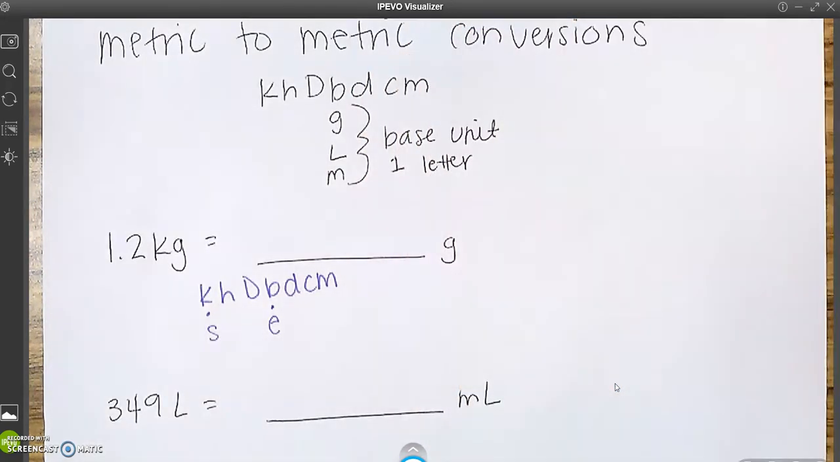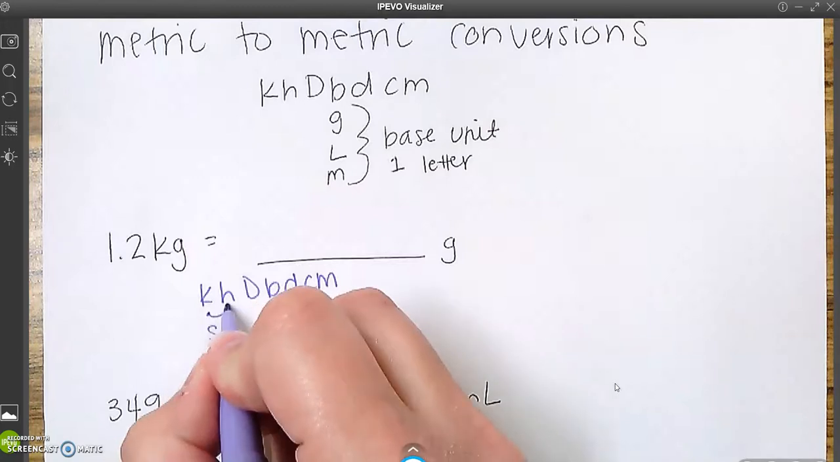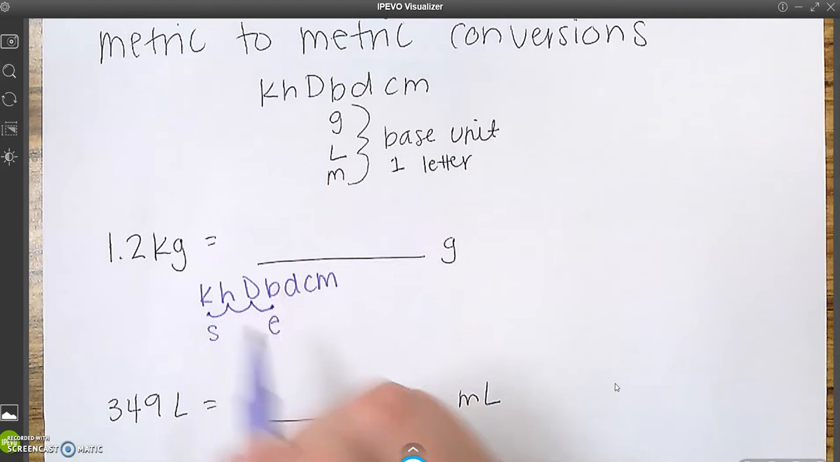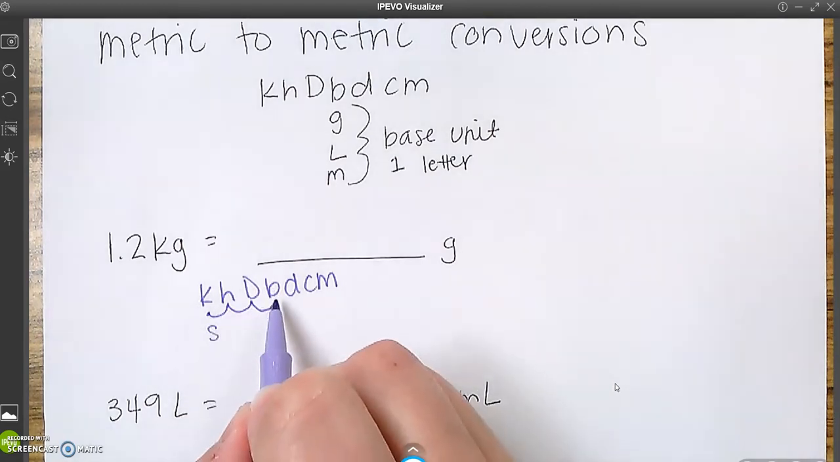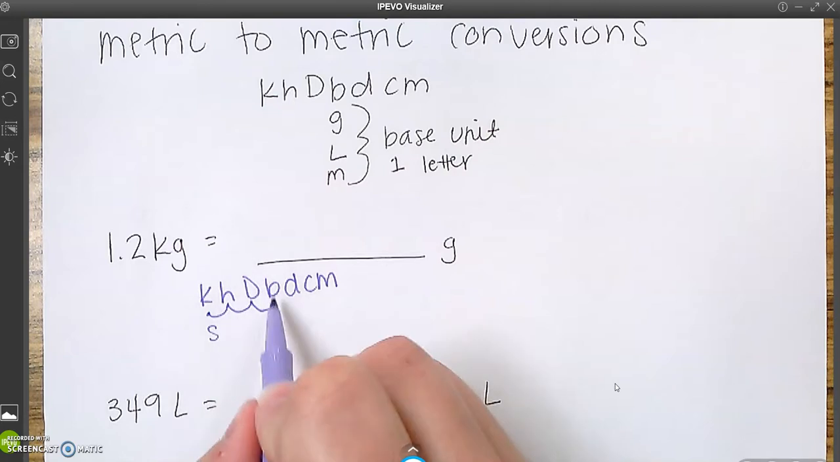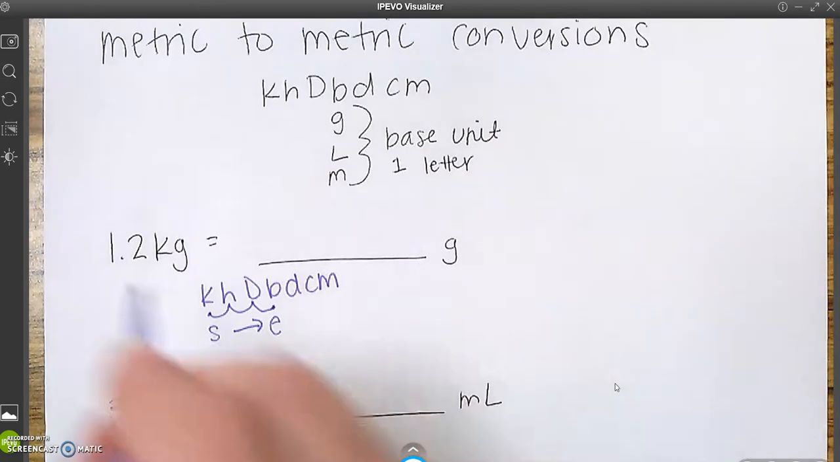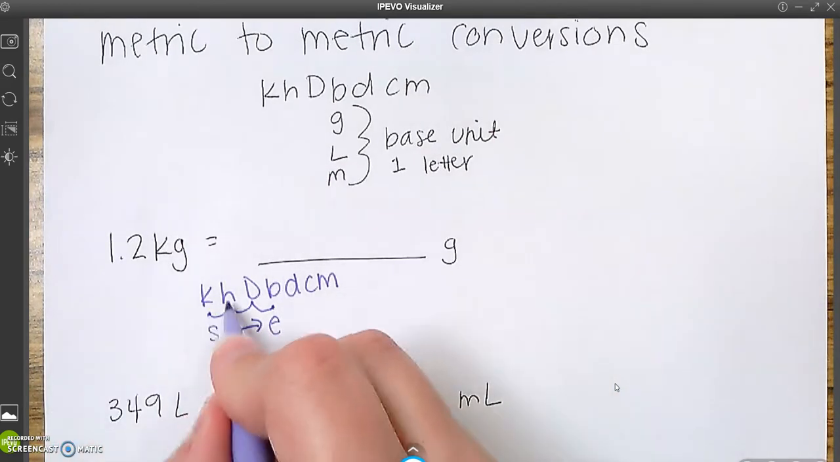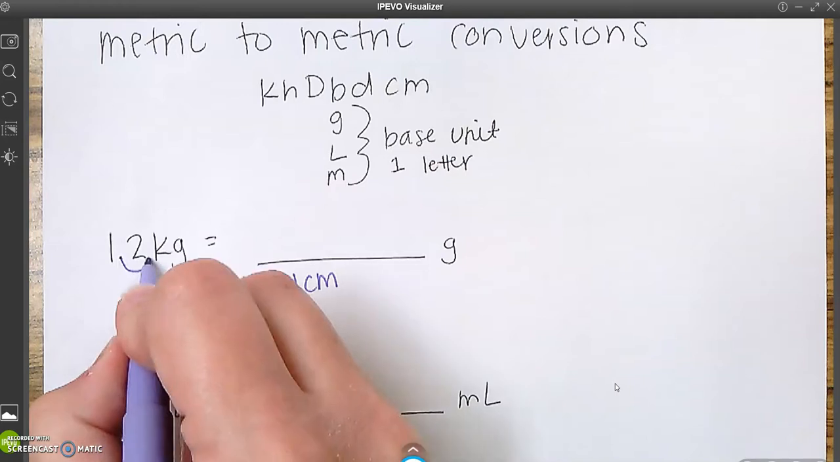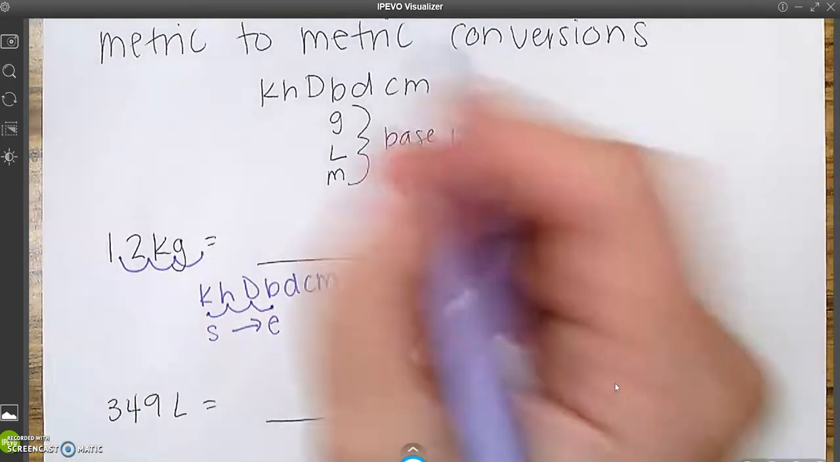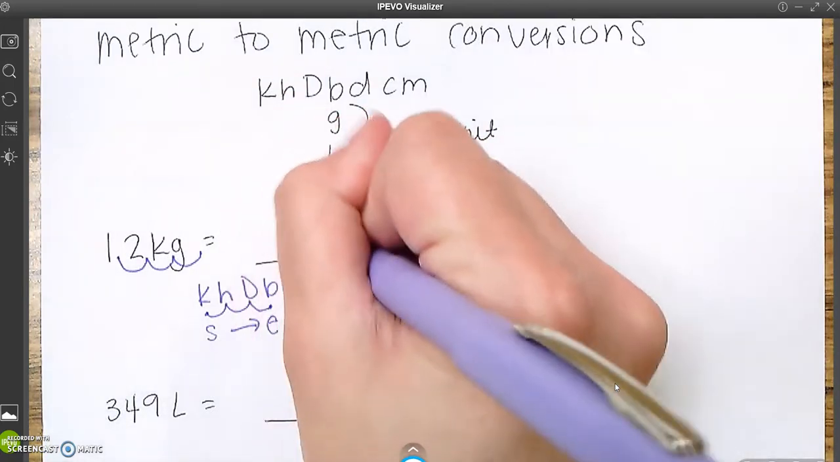One letter. So now, to get from start to end, I need to count and see how many times I need to move my decimal. So 1, 2, 3. So I had 1, 2, 3 letters to move from kilograms to grams. And I moved my hand to the right. So I'm going to do that same thing up here. So again, I moved 1, 2, 3 times. Those are empty spots. I need to put some placeholders. So I'm going to put placeholding zeros.